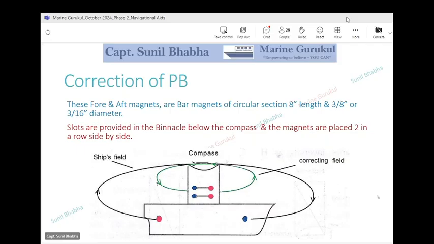Now why are they placed in pairs? The reason for that is exactly in the middle of the binnacle, exactly below the compass, you have a periscope which is going into the wheelhouse. It is with the help of the periscope that you are able to see the magnetic compass at the helmsman location from the bridge. So because of this periscope, we cannot have the corrector magnet exactly below the compass location.